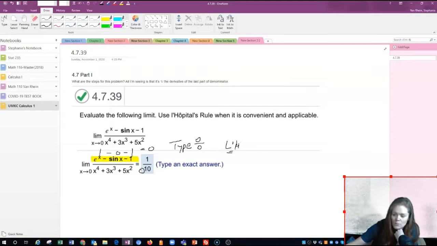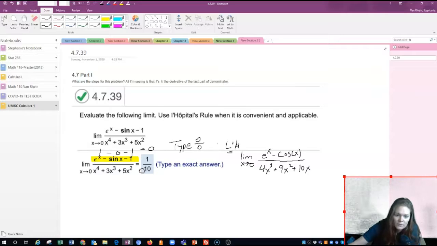And anytime you apply L'Hopital's rule, you have to state you're doing L'Hopital's rule. So L'Hopital's rule would state then the limit as x goes to 0, I could take the derivative of the top function. So I have the derivative of e to the x, which is e to the x, minus the derivative of sine, which is cosine, minus the derivative of 1, which is 0. So that's the numerator. And then the denominator is the derivative of the polynomial. So we get 4x cubed plus 9x squared plus 10x.